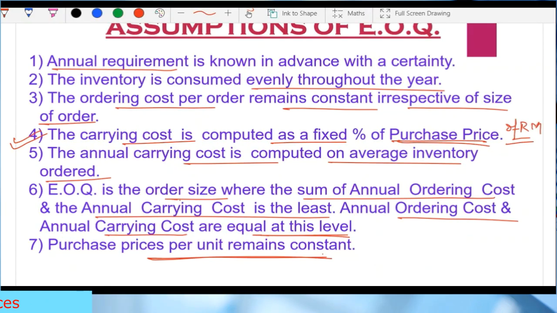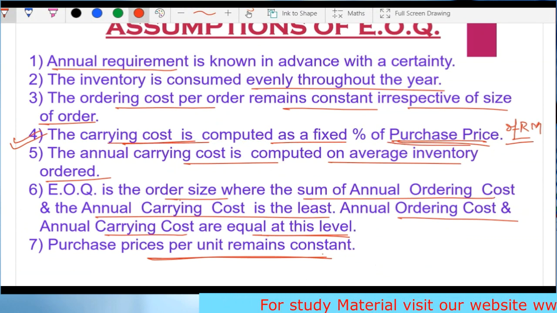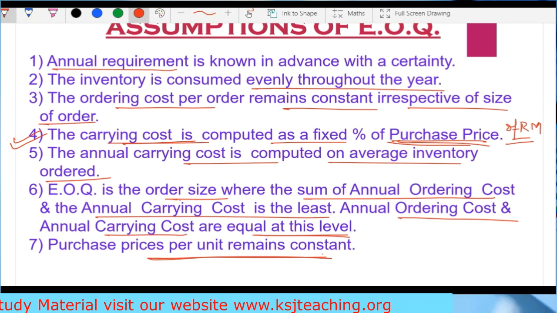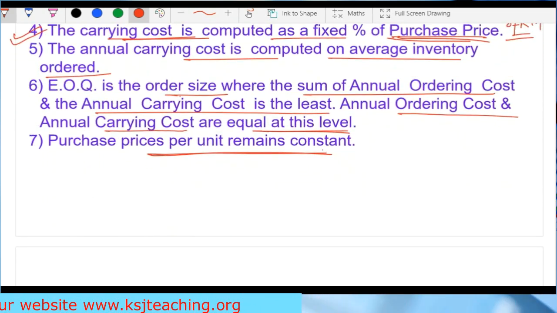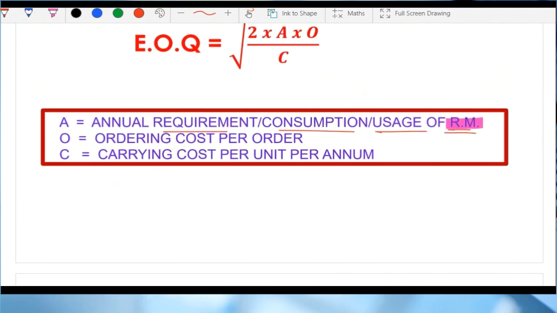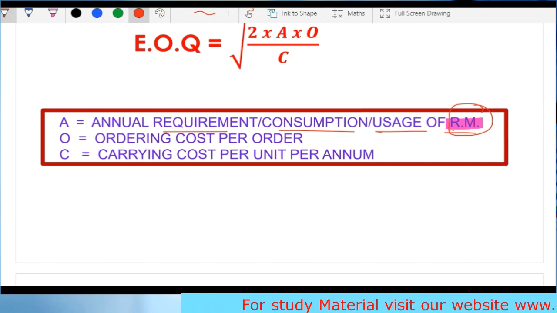So what you have to remember in EOQs for one or two things, that the carrying cost is a fixed percentage of purchase price, right? And ordering cost and the annual requirement or the annual consumption is of the raw material and not the finished good. This is very, very, very important to remember, right?